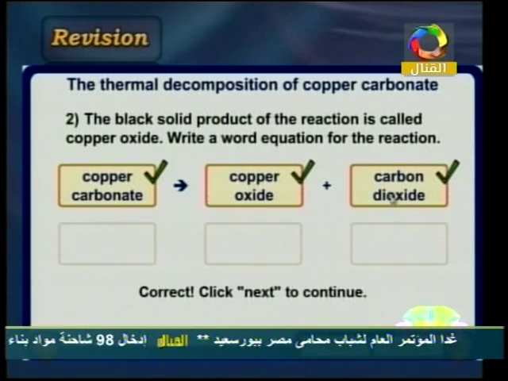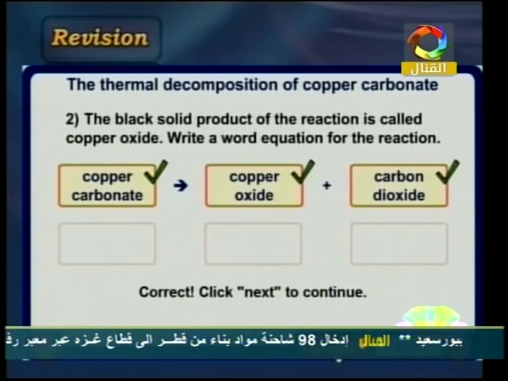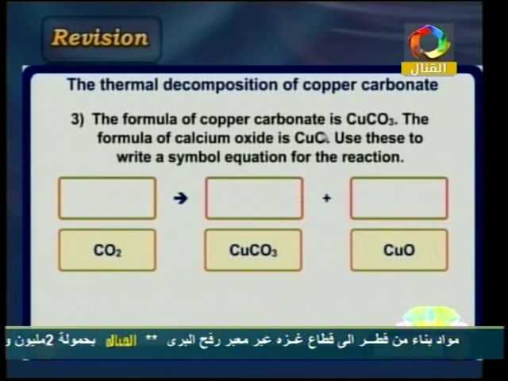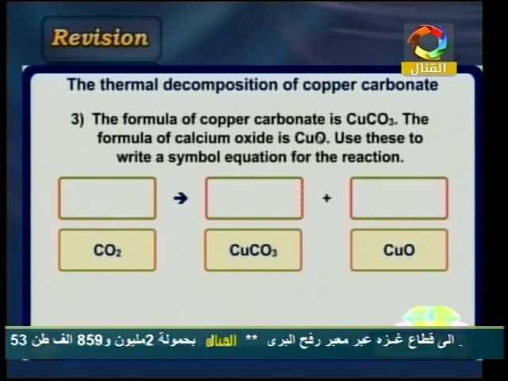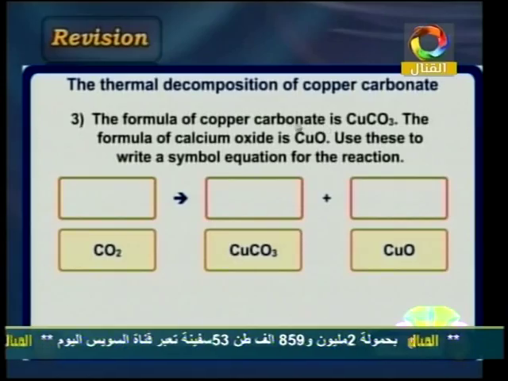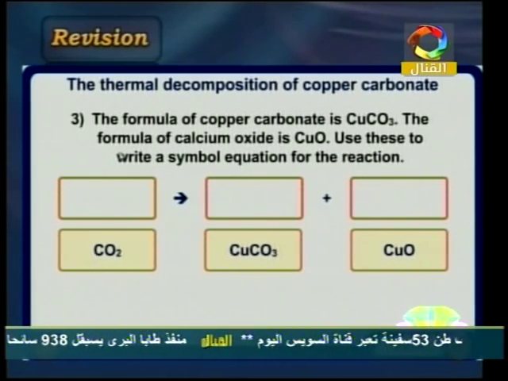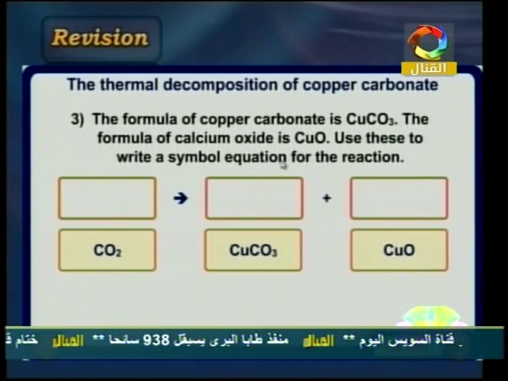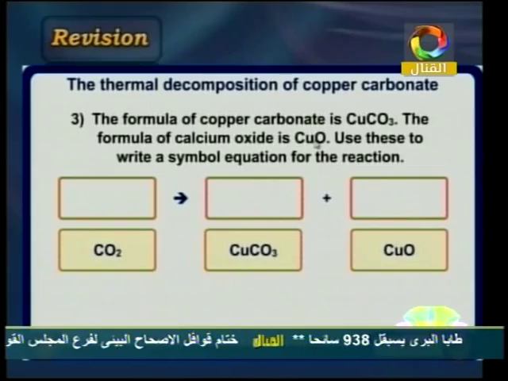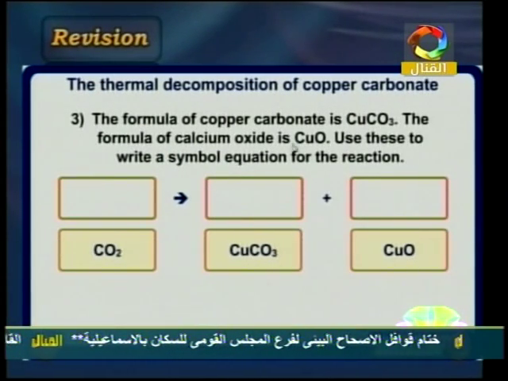So here we have the carbon dioxide and we have copper oxide here. So here we have another thing. We have the formula of copper carbonate. It's very important to know the compound formula. For the thermal decomposition of copper carbonate, we have the formula here. The copper carbonate is CuCO3, and the formula of copper oxide is CuO, and it has black color. So the copper carbonate, which has green color, is changed by heat energy into copper oxide, which is black color.